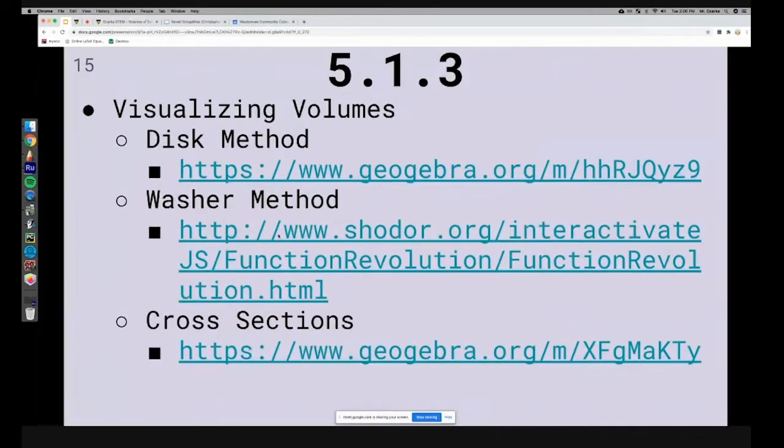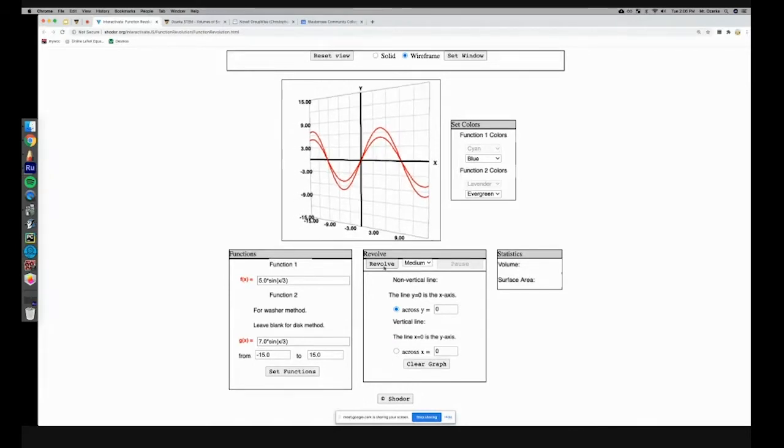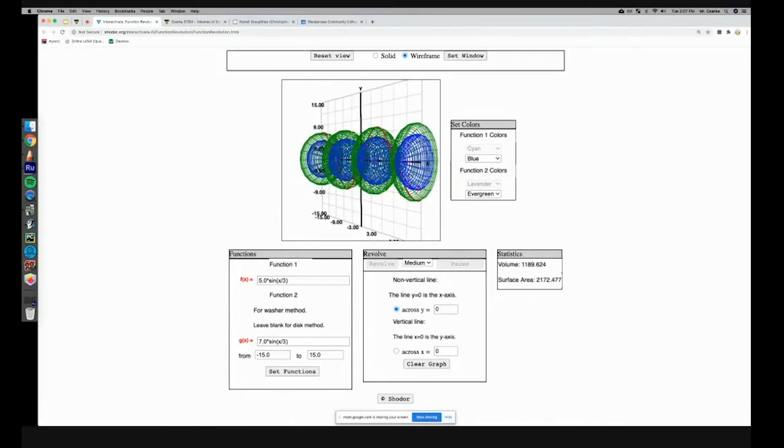This other one is the washer method. This one's not as easy to work with, but essentially what I'm going to do is just click revolve, and you can see it revolves. First of all, it has two functions here, and you can move this. You can revolve this, and you can see how that inner function, the blue one, is going to be subtracted off to find the volume of the entire shape. So you can see this part right here being subtracted out. It's not the best visual, but it's the best thing I could find on the internet for this. But essentially what you'd be doing is finding the volume of the green and then subtracting off the volume. That's pretty cool.